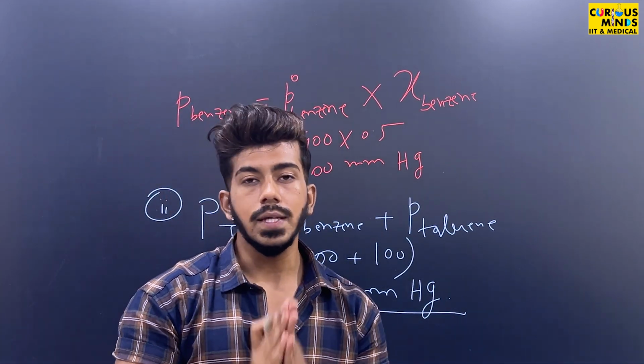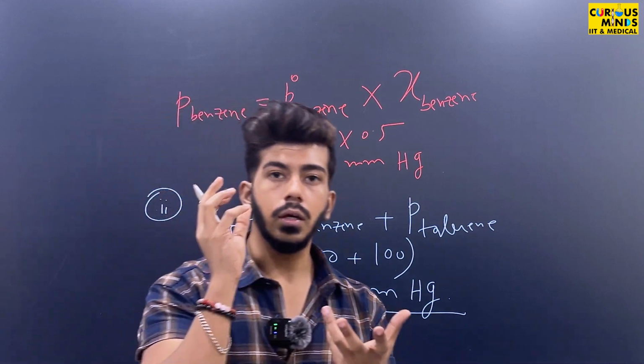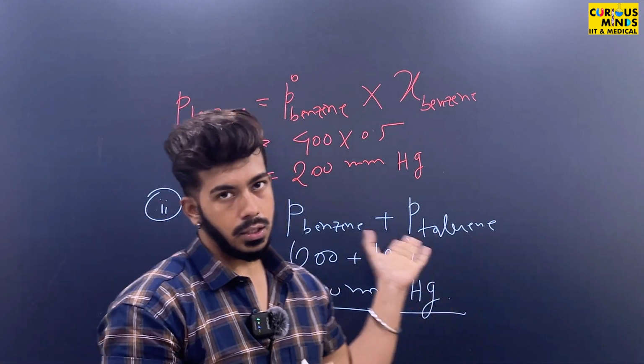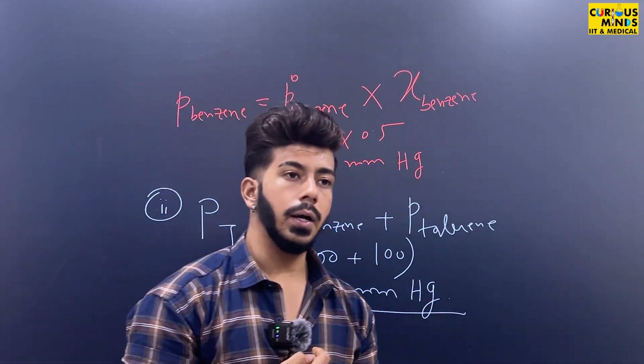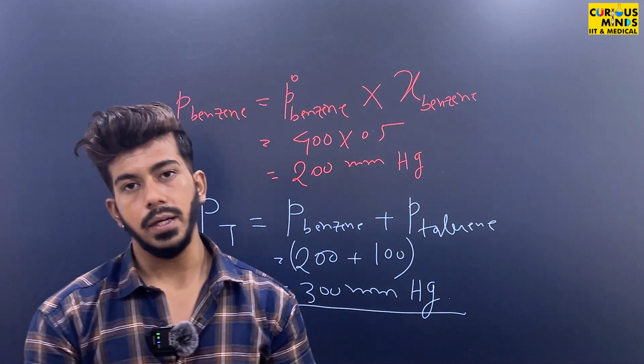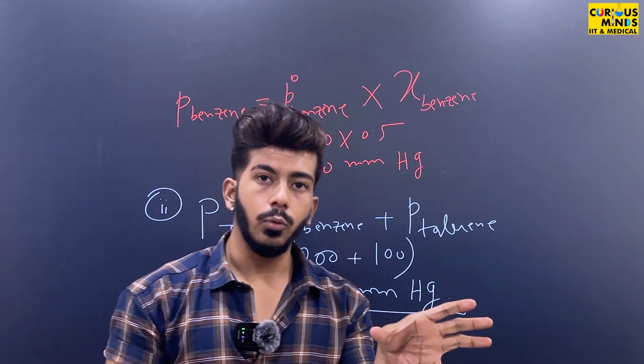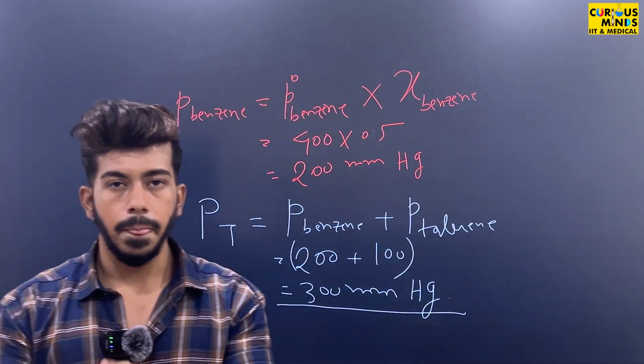So you're done with the system 1, that is when solute and solvent both are volatile. Both are volatile, then this is the case. Now in the next class or next lecture we will be having the system 2, that is when the solute is non-volatile but the solvent is volatile, this case.